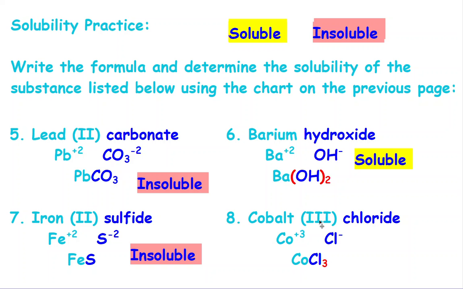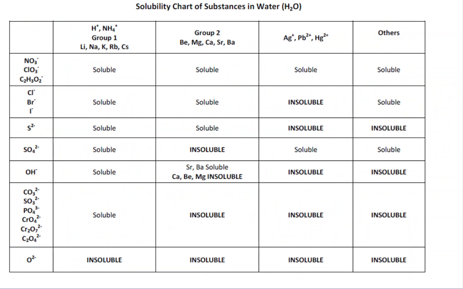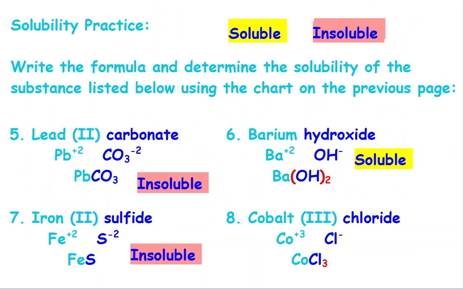And then cobalt 3 chloride, last one. If we look over here, cobalt, again, is like iron where it's not specifically listed, so it's under others. And we were with chloride. The others with chloride are soluble. All right, so that's how you read the chart. We'll talk more about what this applies to later when we talk about precipitation reactions, which is next class.